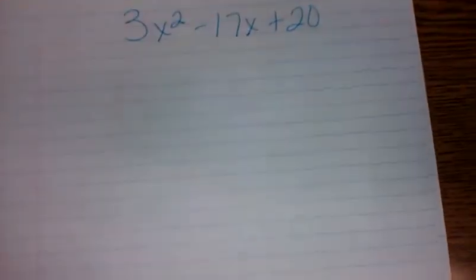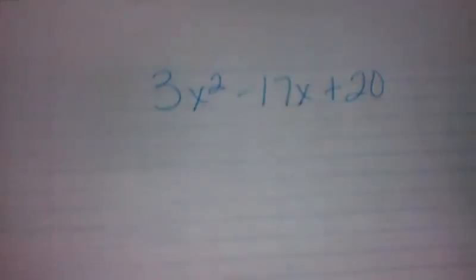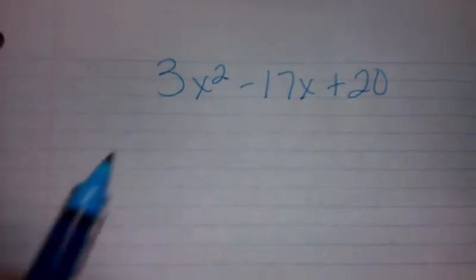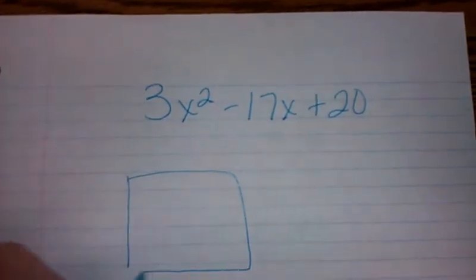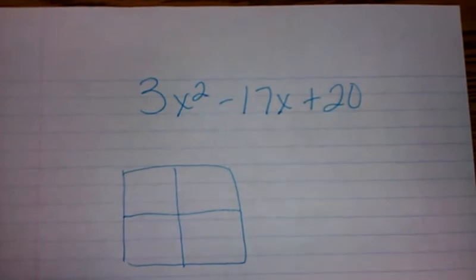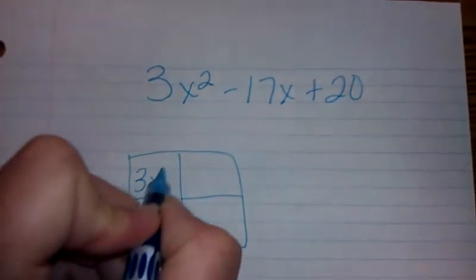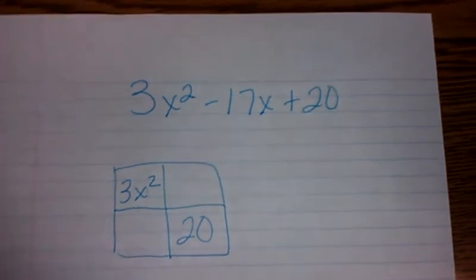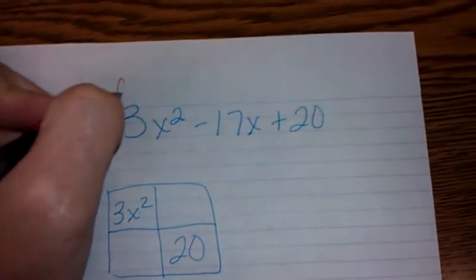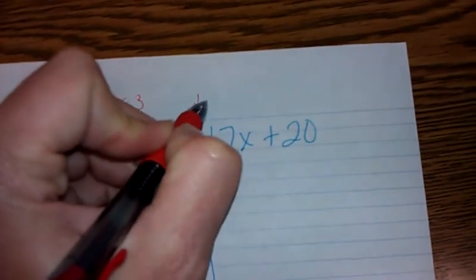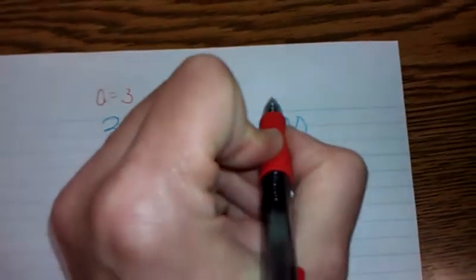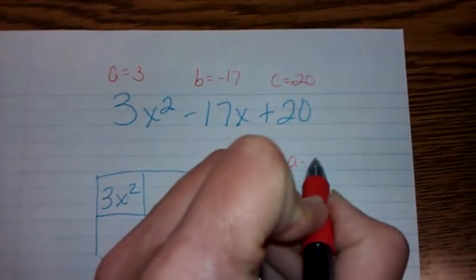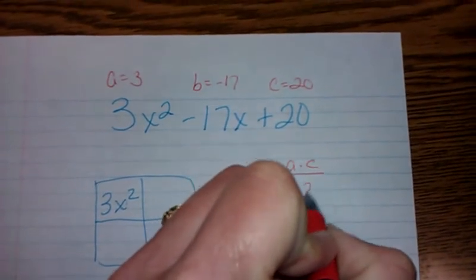The next one, this is the last one, right here. Pause the video, come back and see how you do. I'm going to draw my box. 3x squared goes up here, and 20 goes down here. Now I'm going to go A is 3, B is negative 17, C is 20. A times C, 3 times 20.